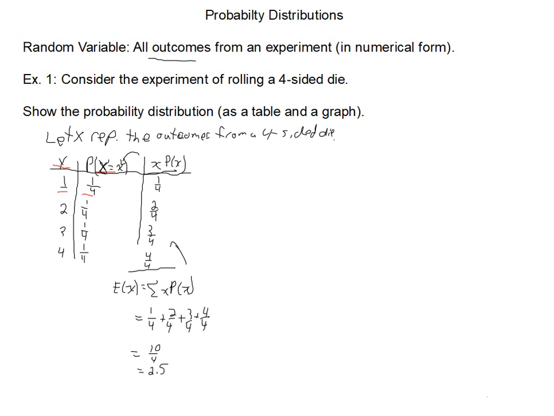Now I should note here that this type of distribution is actually what we call a uniform distribution. It's called a uniform distribution because all of the outcomes have the same probability. So this is a uniform distribution. Not all distributions are like that. This is kind of a special one.